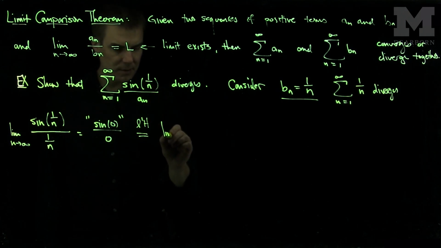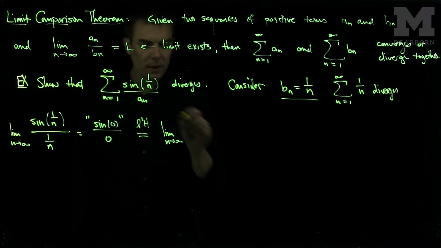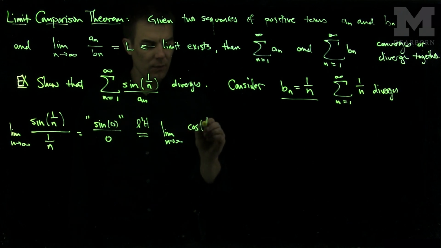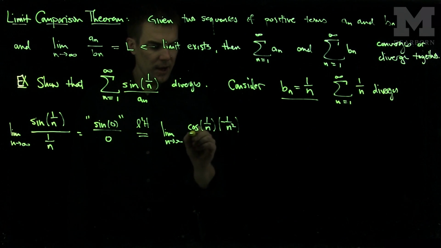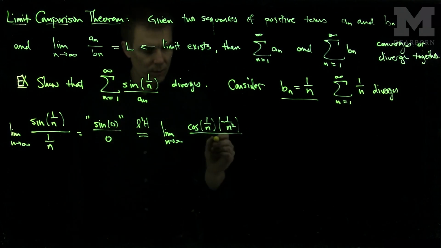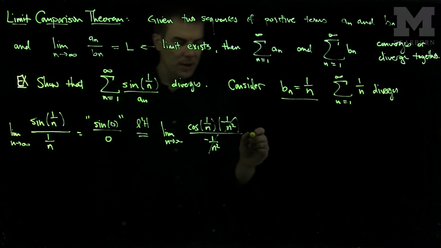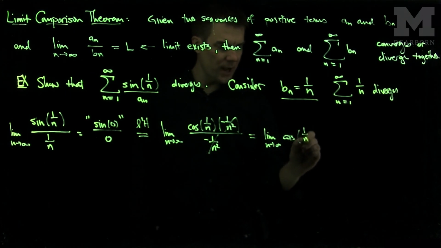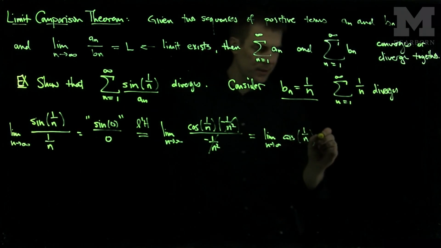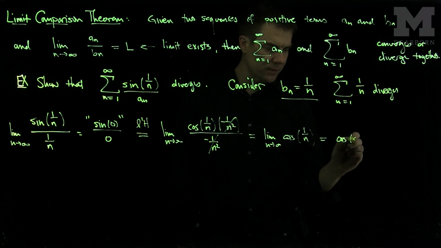this is the limit as n approaches infinity of the derivative of the top with respect to n. So that'll be a cosine of 1 over n times negative 1 over n squared. And then the bottom will be a negative 1 over n squared. So those negative 1 over n squareds cancel out, and you're just left with the limit as n approaches infinity of the cosine of 1 over n. And we see that this is the cosine of 0, and the cosine of 0 is equal to 1.